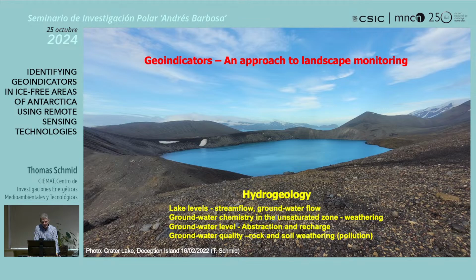We talk about the hydrogeology, where we study lake levels. The changes can be drawn by stream flow, groundwater flow, or the groundwater chemistry, which is very important in the unsaturated zone. The groundwater level, abstraction and recharge are some of the changes which can occur. And the groundwater quality, the normal rock and soil weathering, but also pollution can come into it. It can be natural or it can be anthropogenic.